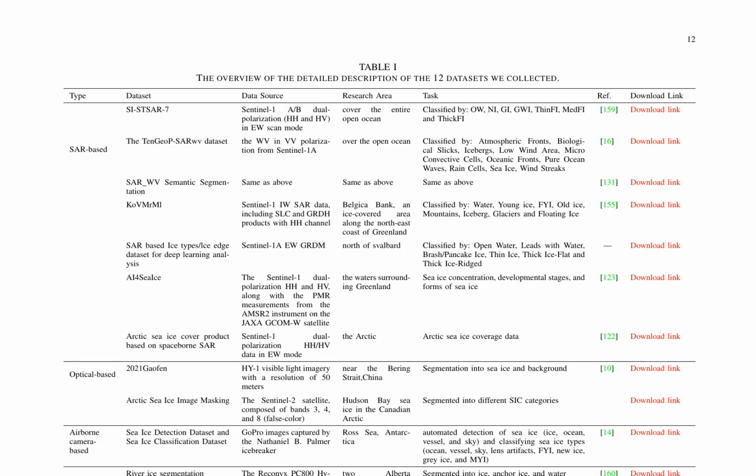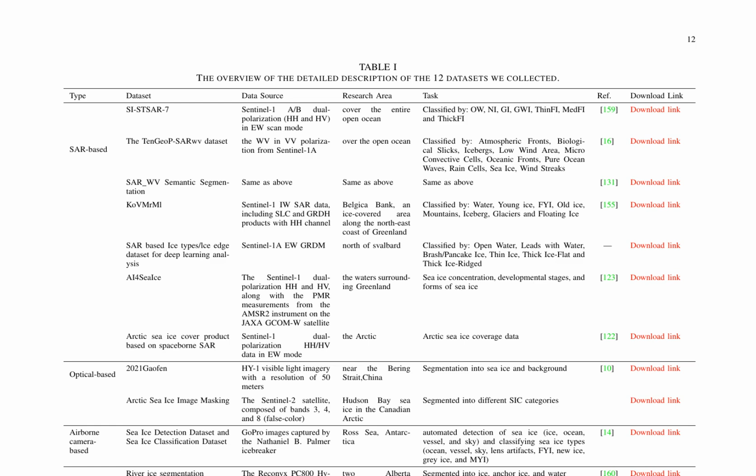The page presents an overview of 12 datasets collected for sea ice research, encompassing SAR-based, optical-based, and airborne camera-based datasets. These datasets are sourced from various satellites and platforms, including Sentinel-1, Sentinel-2, and drones. The datasets are classified into different types of sea ice, including open water, sea ice, and icebergs, among others.